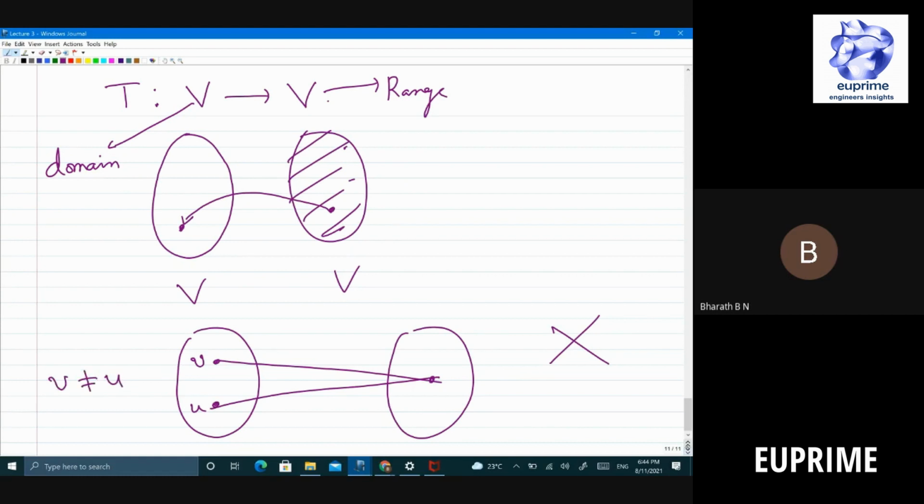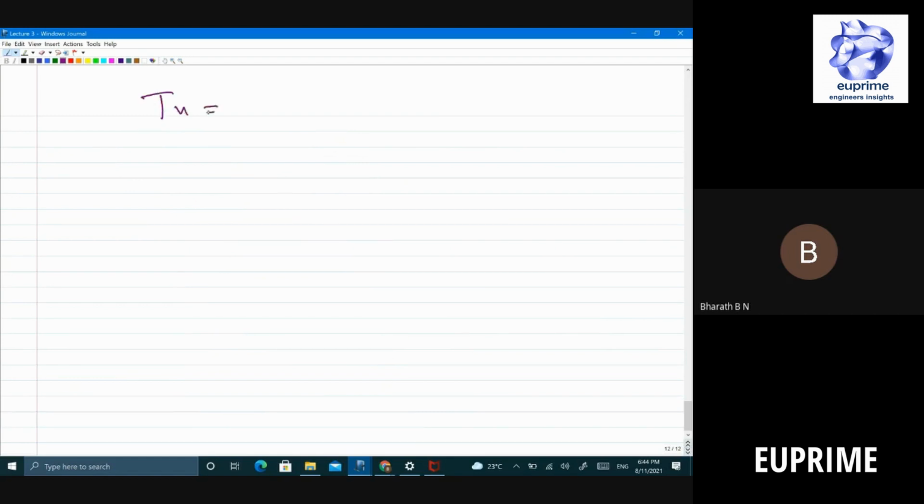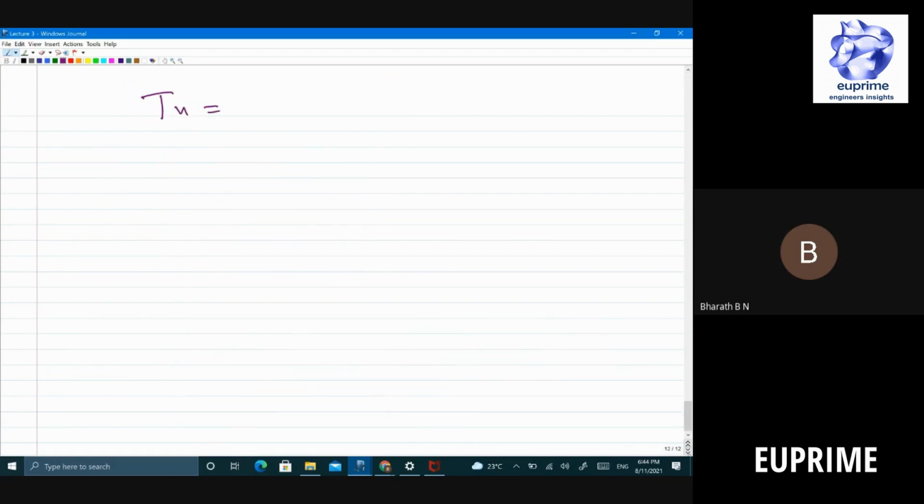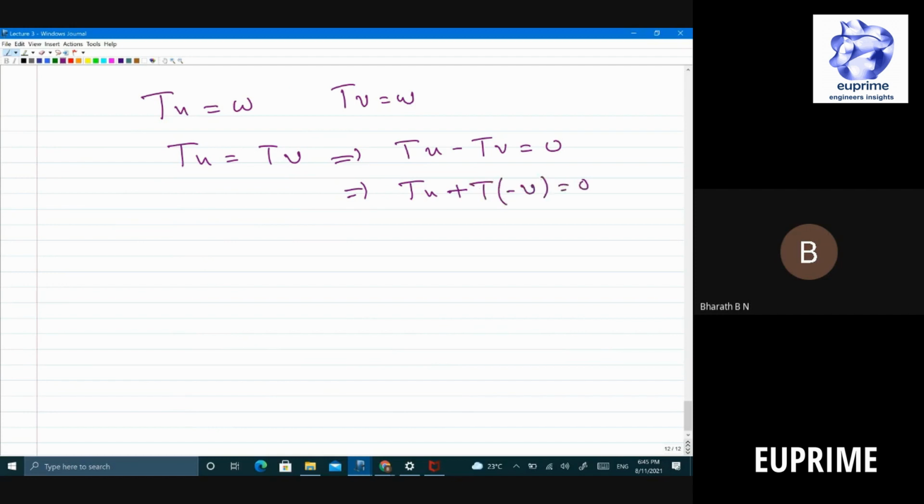So let's look at what is the condition. T operating on U, let me call this W, this vector. I get W. If I operate on V, I still get W, right? So that means TU is the same as TV, right? What does that imply? I'll take it to the other side. TU minus TV is 0, right? So this is the same as T(U) minus T(V), which is T(U minus V), equal to 0. I'm invoking linearity here, so be very careful. So T(U minus V) is 0, right?